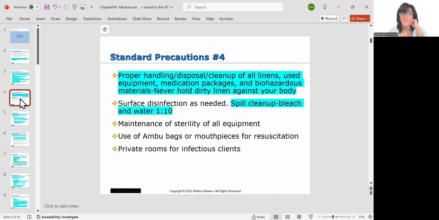If surface disinfection is needed, so there's been a blood or body fluid spill on a table, on the floor, whatever, the appropriate protocol is a bleach water combination. The ratio is 1 part bleach to 10 parts water. That will kill pretty much anything. Okay.